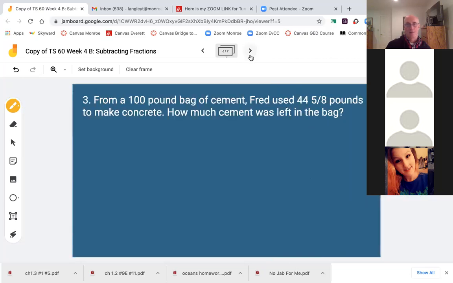Last slide here. From a 100-pound bag of cement, Fred used 44 5/8 pounds to make concrete. How much cement was left? And this is the sentence with the question mark. That's the key word. What's left? What's remaining always means subtraction. And it's the same sentence as a question mark. So that's telling you what you're doing. 100 pounds, uses 44 5/8 pounds. We're subtracting, and that's how we'll do it.